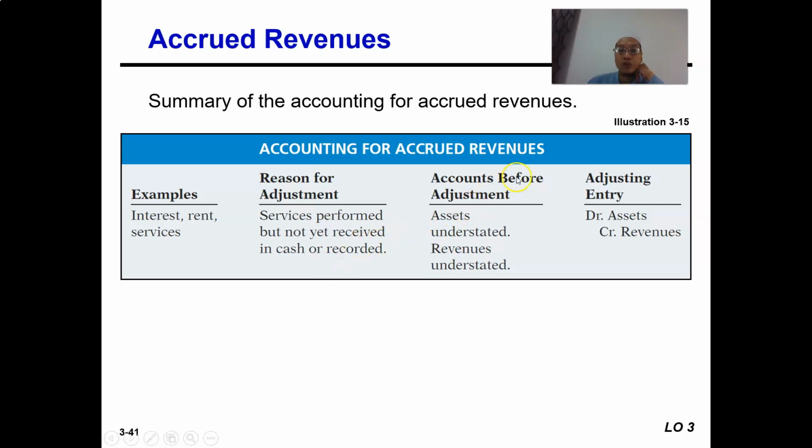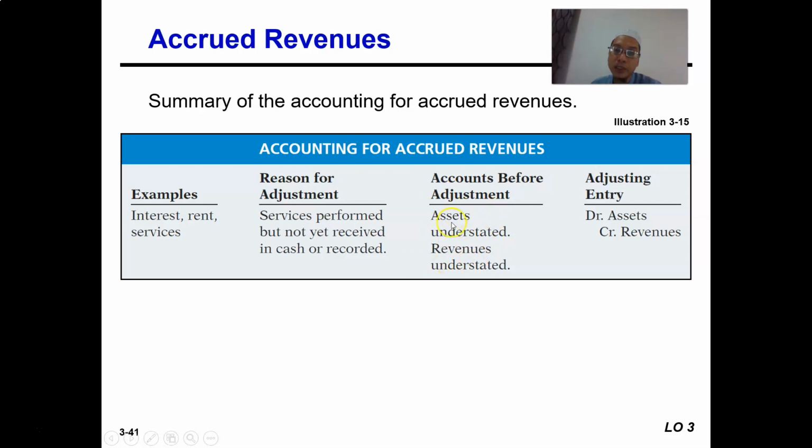Before we do the adjustment, the assets are understated. Why is it understated? Because we have not done any recording. We should receive cash in the future, but it is not recorded. Therefore, our asset is not showing the full picture, so our asset is understated. And our revenue is also understated because we have not recognized the revenue. Therefore, our revenue is lower than it is supposed to be.